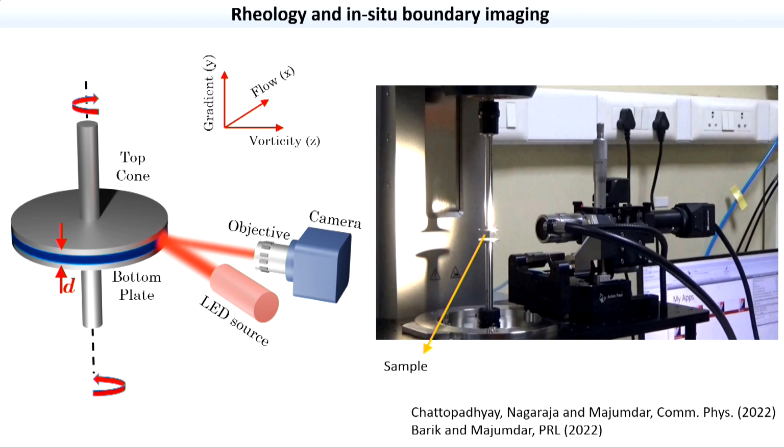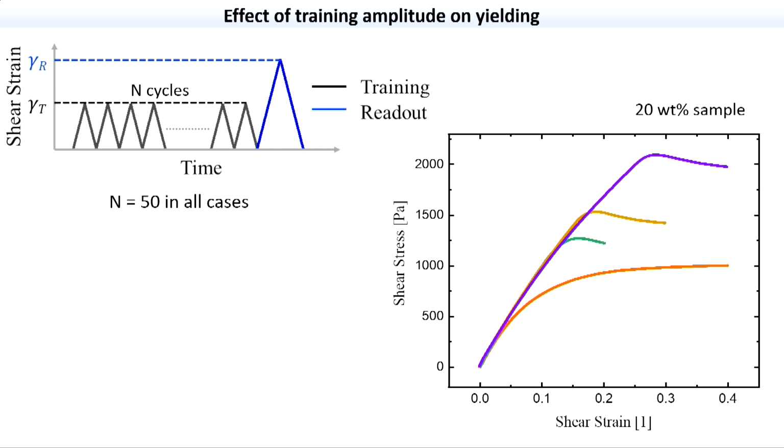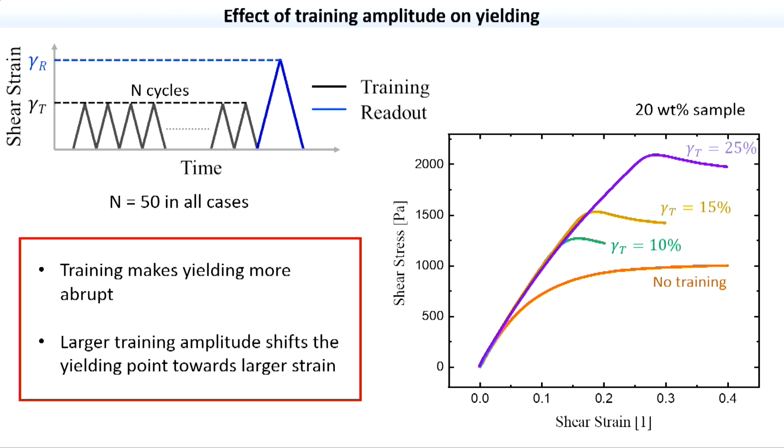And the experiment, is it compression or extension? It is shear. It's shear. So you see here this shear strain is mentioned. All right, so now what do you see from here?